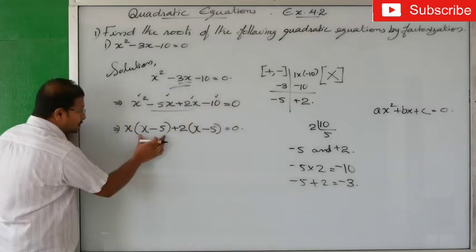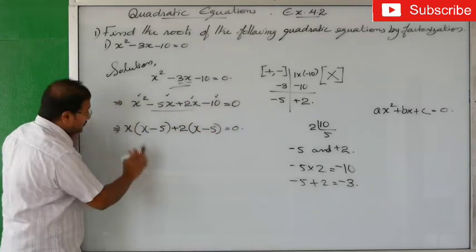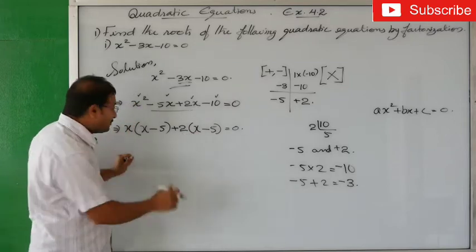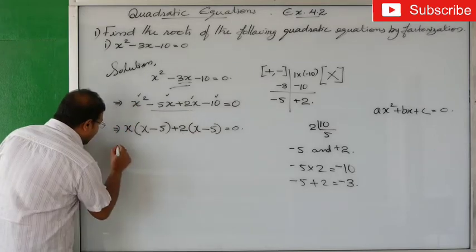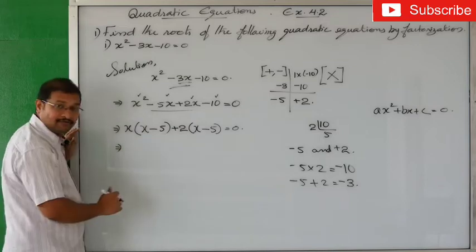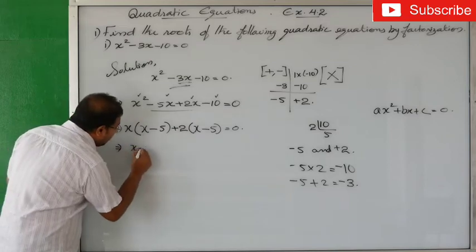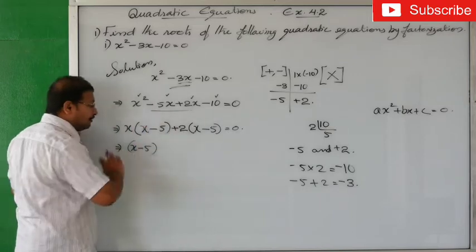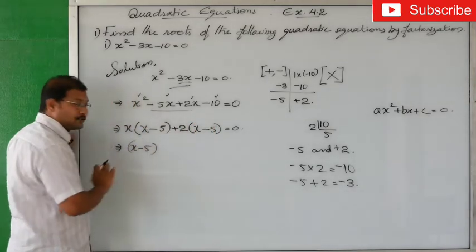See now, are the brackets the same? See, x minus 5, x minus 5. That means, yes, the brackets are the same, isn't it? That implies I am taking the bracket common. What is that? x minus 5, I am taking common. From here I took x minus 5. From here I took x minus 5.